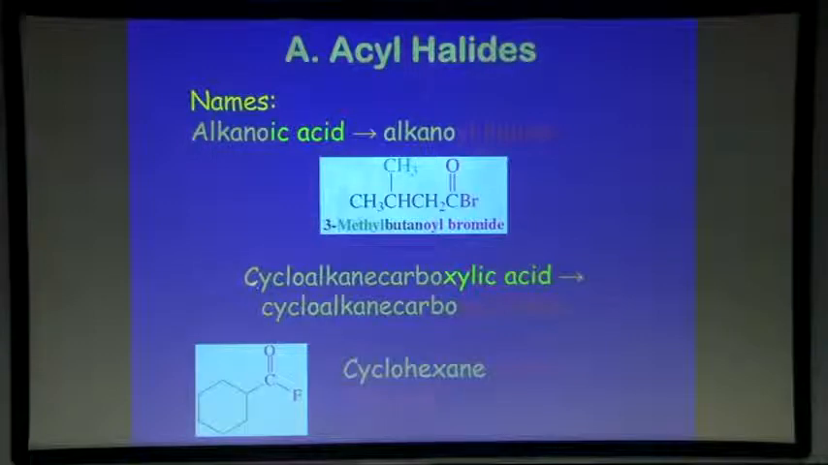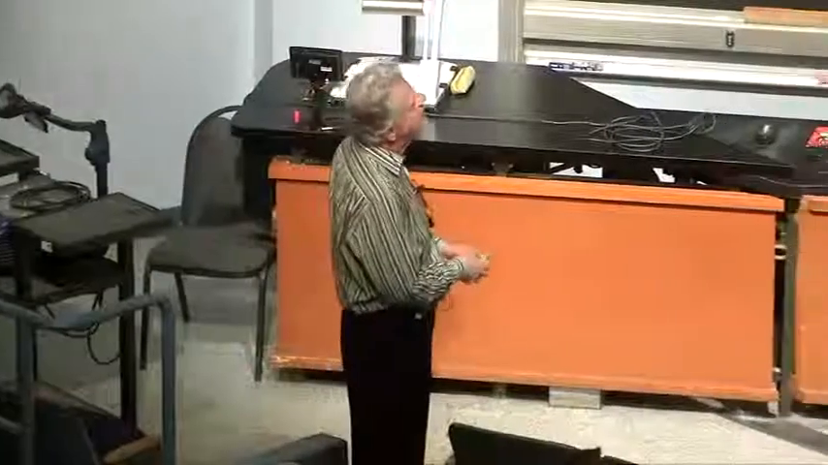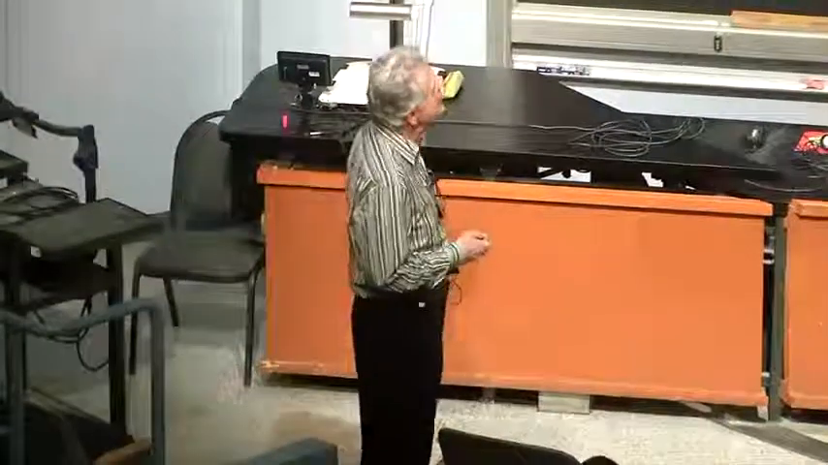In cycloalkanes, we turn the cyclic naming of carboxylic acids, namely cycloalkane carboxylic acid, we turn it into carbonyl halide. So this is cyclohexane carbonyl fluoride, and carbonyl bromide, and carbonyl chloride, and so forth. Okay? That's very similar to other cyclic alkane type nomenclatures of other functions.